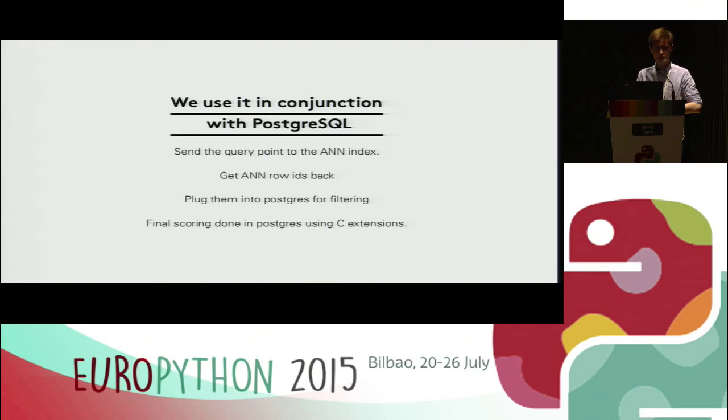So how do we use it? We use it in conjunction with PostgreSQL. Basically, we have a lightweight service that has the ANN indexes in it, the RP forests.